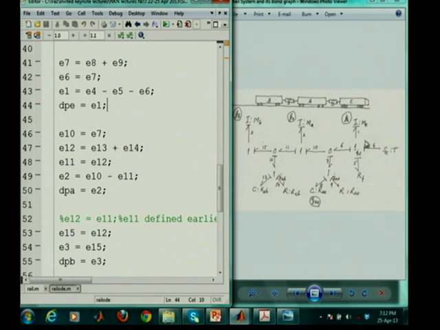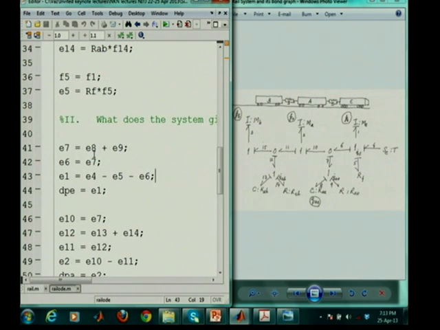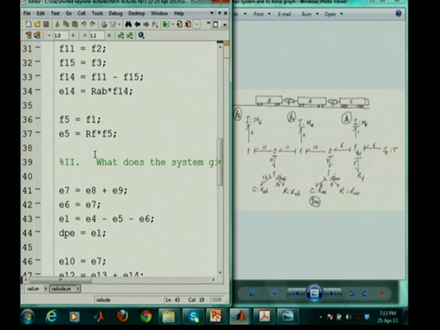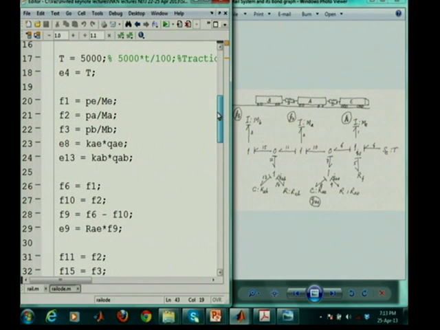So first one is, what does this system give to this element, effort or flow? Effort 1. You see, this element is receiving effort, so effort 1. So here, it is the rate of change of the momentum of the engine, effort 1. What is this effort 1? Effort 1 is effort 4 minus effort 5 minus effort 6. What is effort 4? Effort 4 has been defined earlier, on which line? Line 18.